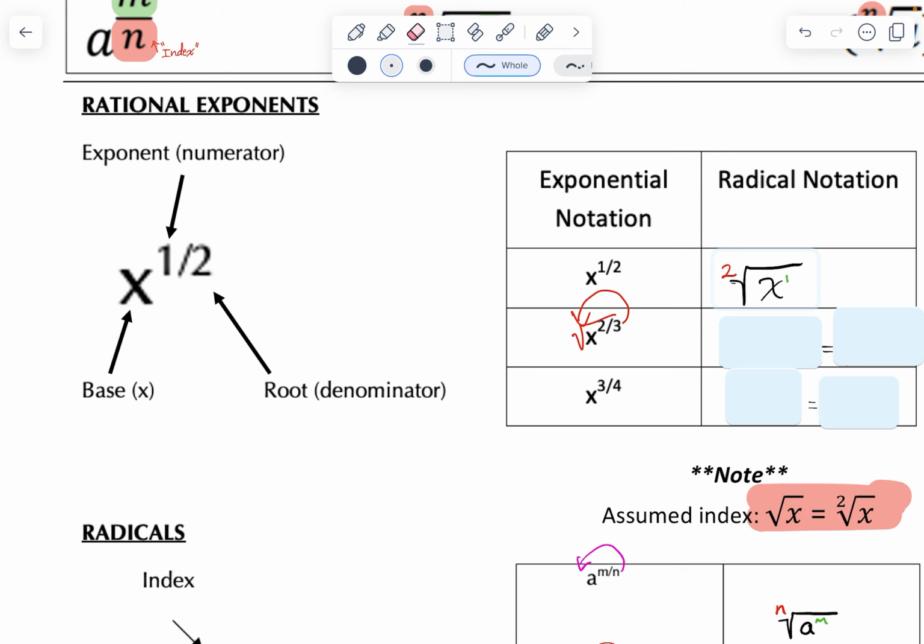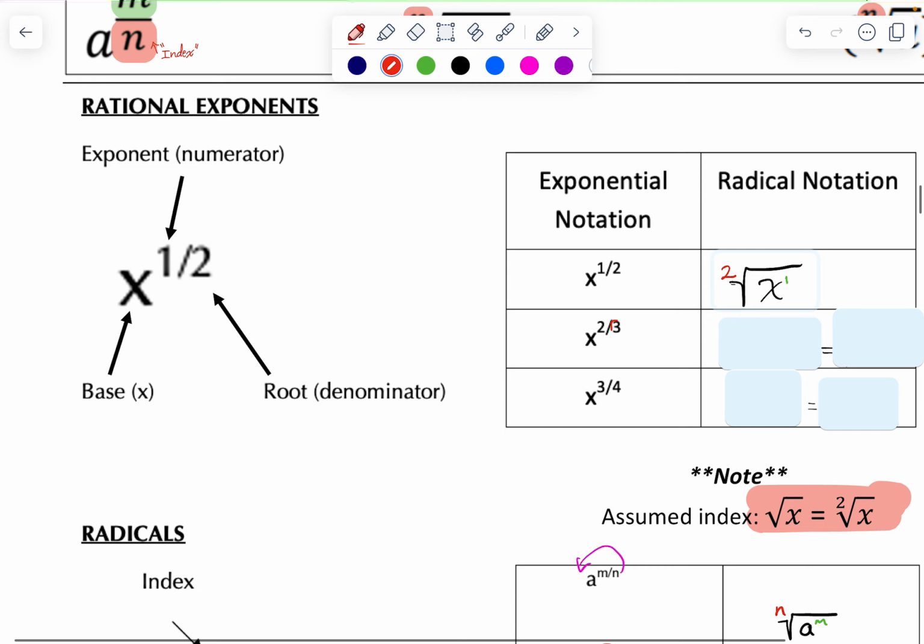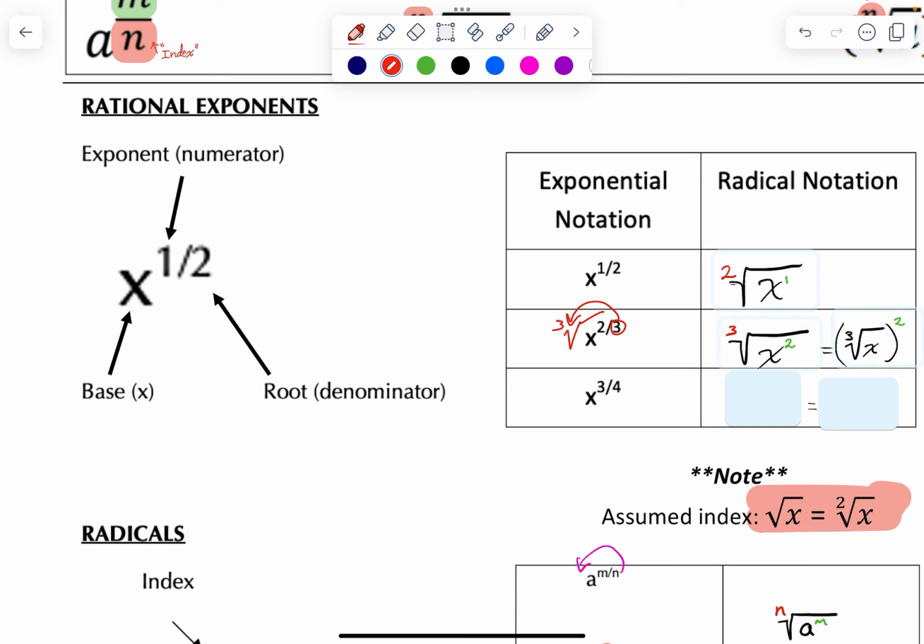X to the 2/3, we're going to do the exact same thing. I'm going to take that 3 off the denominator, pull it around, put it on the shelf to make it the cube root of x squared. Now we could write that a different way. We could say it's the cube root of x, the whole quantity squared. Both are perfectly acceptable.